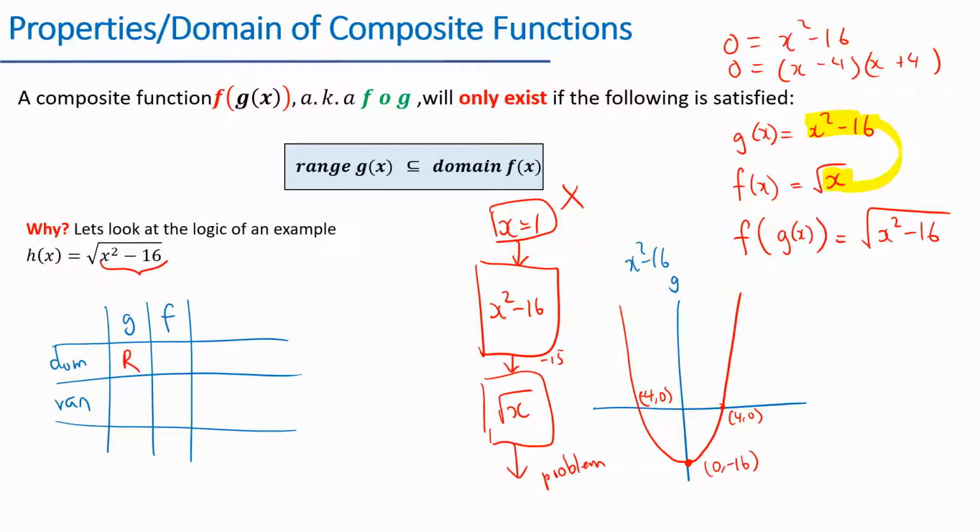-16, which is the lowest y value, all the way up to infinity. So I'm going to write it down. Range for G is -16 all the way to positive infinity. Right? Now let's do F.